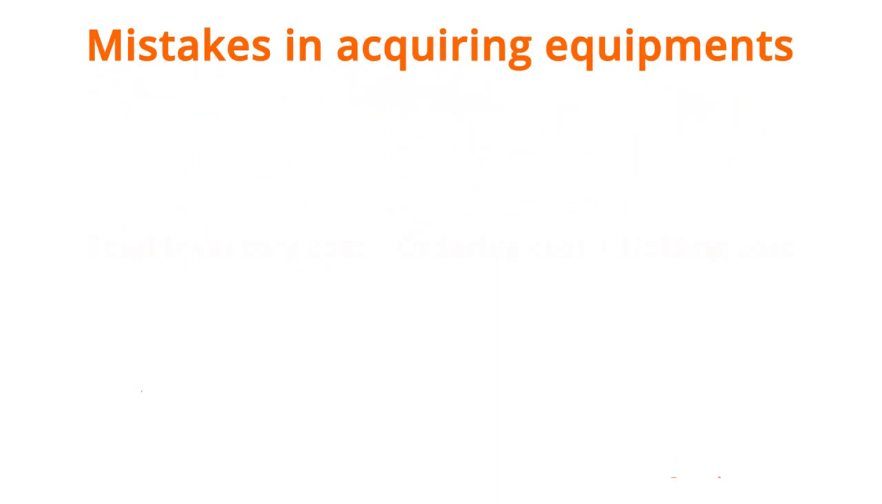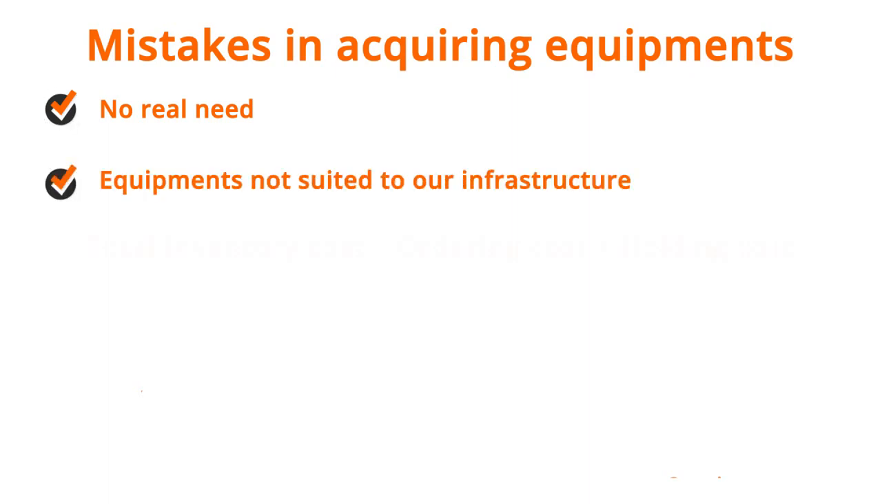What are the common mistakes SMEs make in acquiring equipment? Let's take a look at some of them. 1. No real need. Most times, as SMEs, we find ourselves purchasing equipment that we really do not need in our production processes. Secondly, equipment not suited to our own infrastructure and environment. We might purchase equipment that we might not be able to use in the facility we've already built, or the environment might not be favorable to the equipment or machine that was purchased.